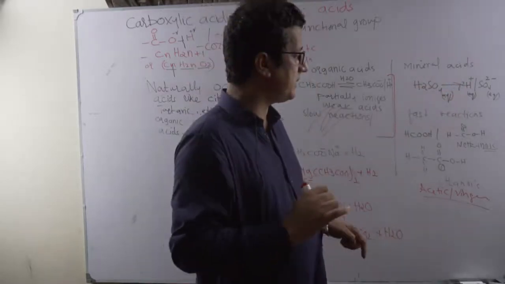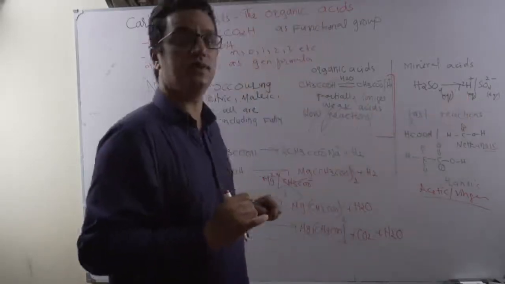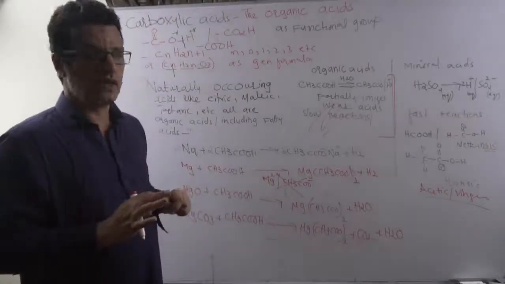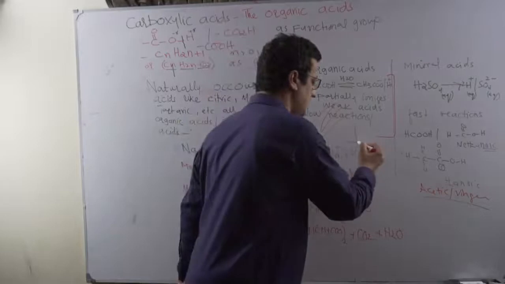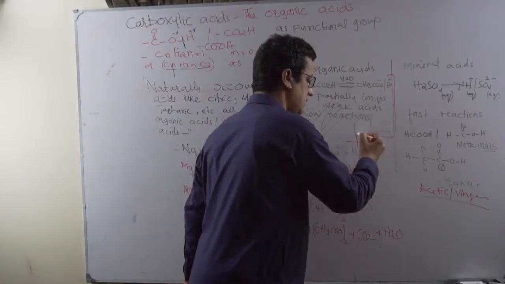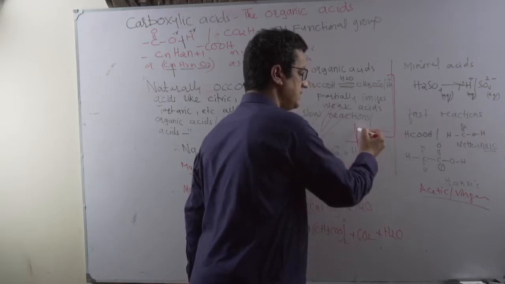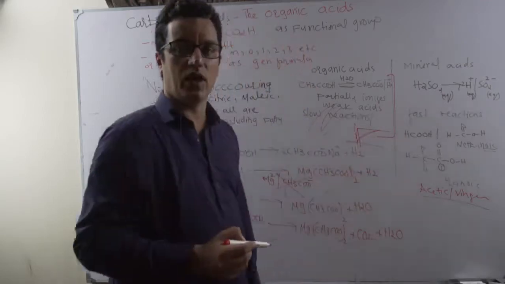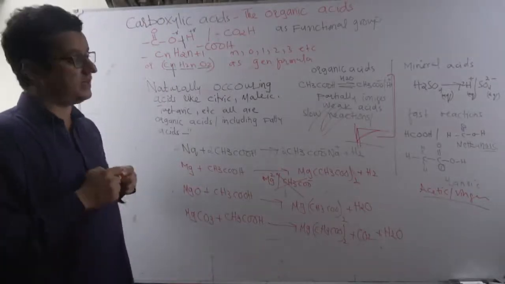You can compare in some experiment: quick evolution of hydrogen gas in one, and less evolution of the hydrogen gas, slow reaction, in the other. If concentration and other factors are the same, the amount of hydrogen produced may be the same in both cases. But in case of carboxylic acid, it is slow. In case of mineral acid, the reaction finishes much earlier, with quick evolution of hydrogen gas. So the difference is basically the ionization and the extent of ionization.